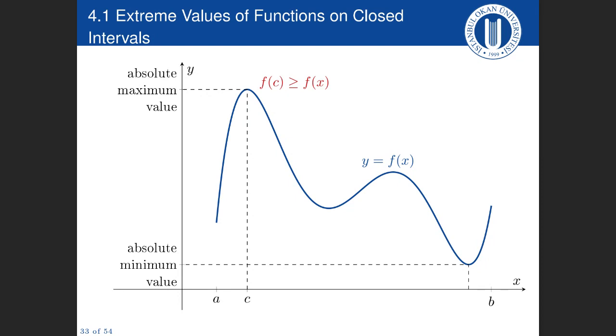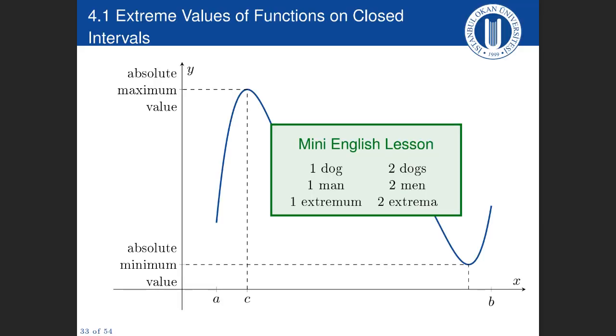Before I go on, let me just explain how the plurals work. We know that in English, the usual way is we put an s on the end of a word, but that's not always true. The plural of man is men, and the plural of extremum is extrema. So the same for maximum and maxima, minimum and minima.